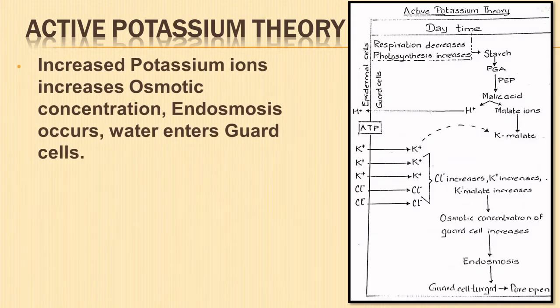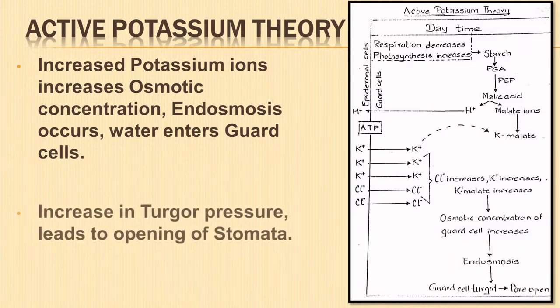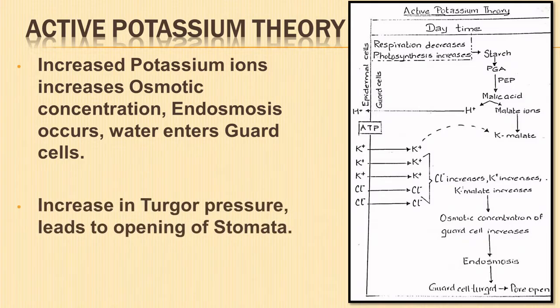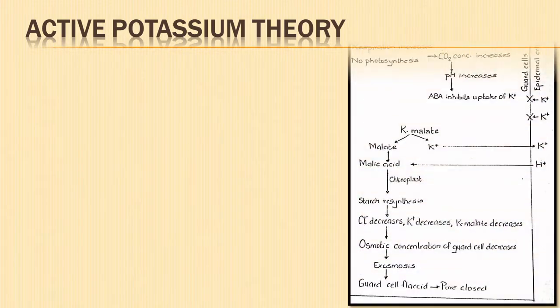Increased potassium ions in guard cells increases their osmotic concentration. Endosmosis occurs and water enters the guard cells. This increases the turgor pressure of guard cells, leading to the opening of stomata.